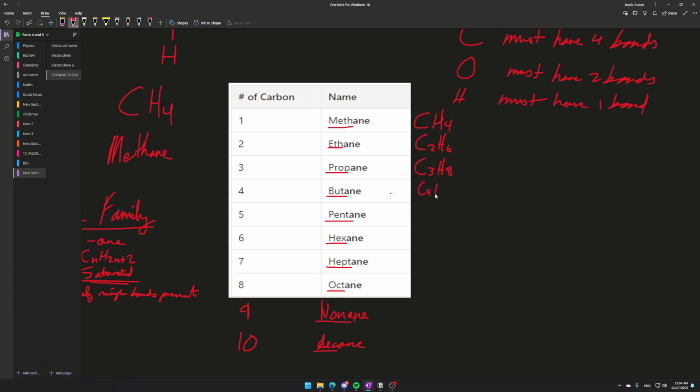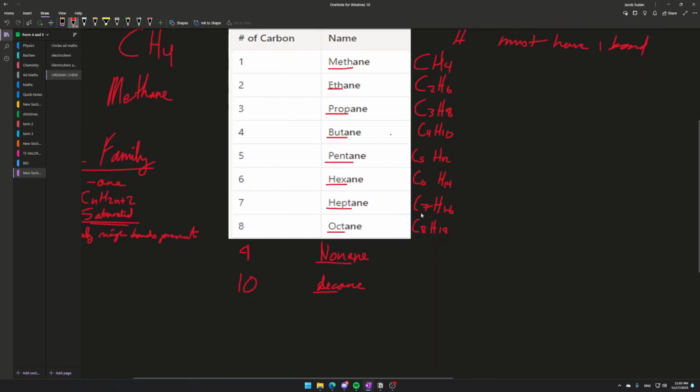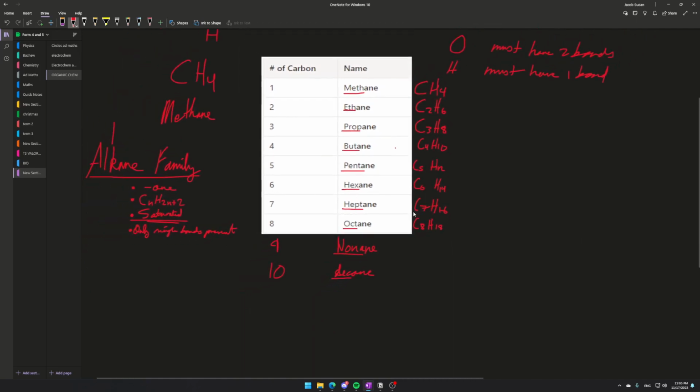This will be C4H10, C5H12, C6H14, C7H16, C8H18, and nonane and decane follow the trend. Because they are saturated, they are generally very unreactive.